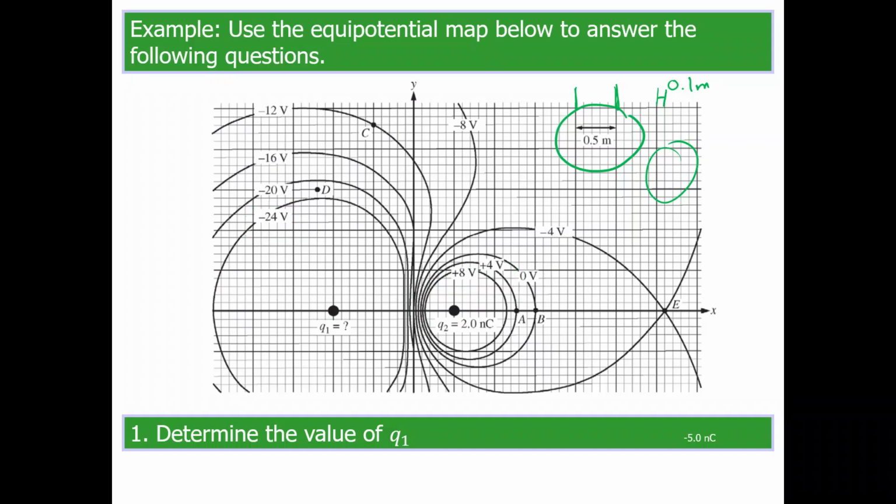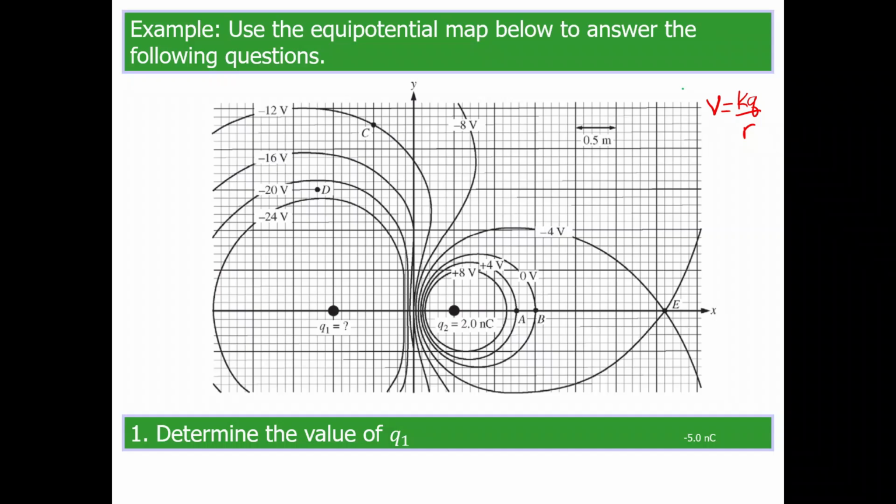So we're going to work through a bunch of different problems. So the first one we're going to work through is this one. We want to determine the value of Q1. So I can technically use any point on this map to solve this problem. Because I'm assuming that these are source charges, I know that the potential of a point source charge is going to be kQ over R. So I can use that information.